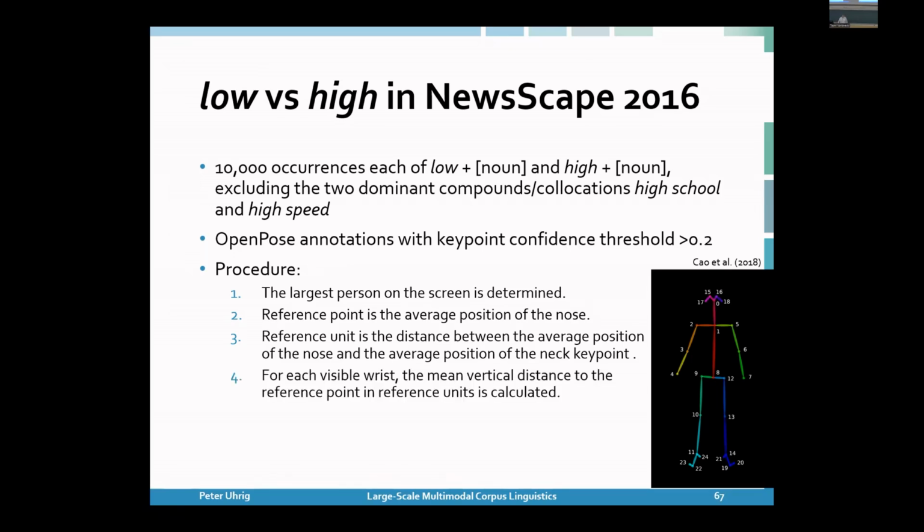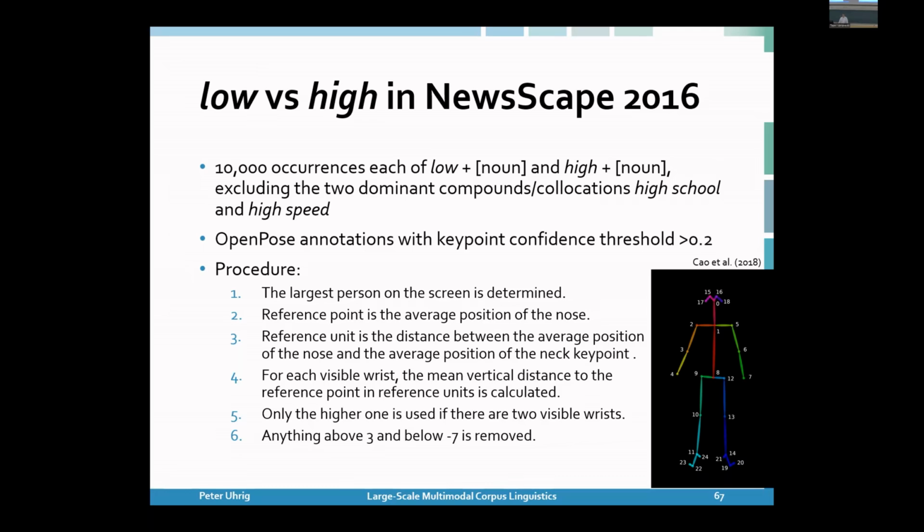And then for each visible wrist, the mean vertical distance to the reference point in reference units is calculated. And then only the higher one is used if there are 2 visible wrists, because we expect that people don't necessarily gesture high and low like this, but they may be using one hand or the other. And anything above 3 and below -7 is removed. I'll show why in a second. And yeah, I think that's basically it.